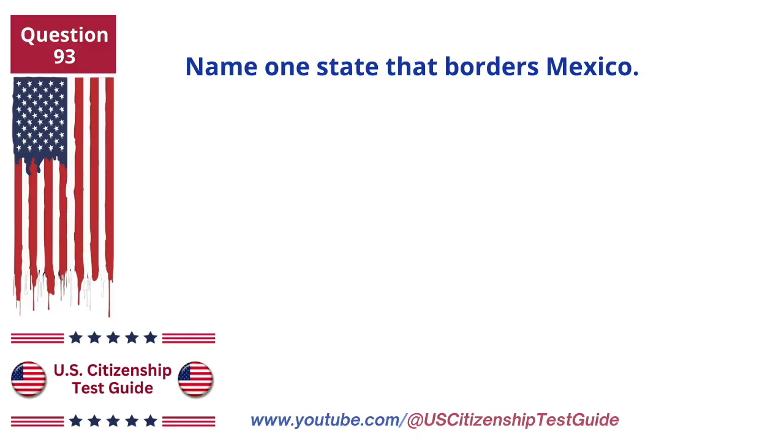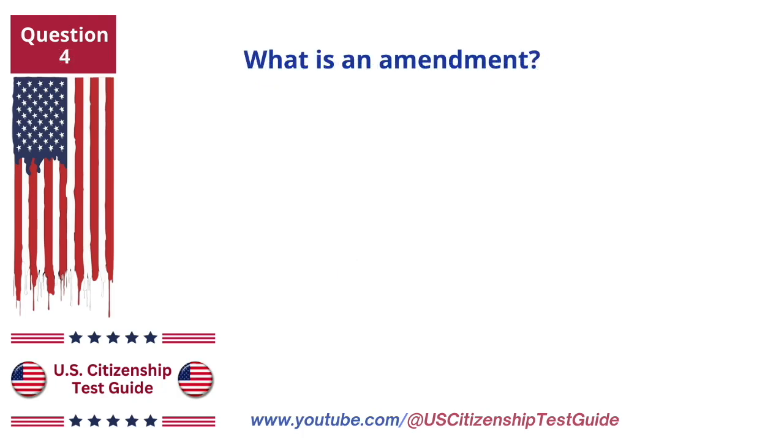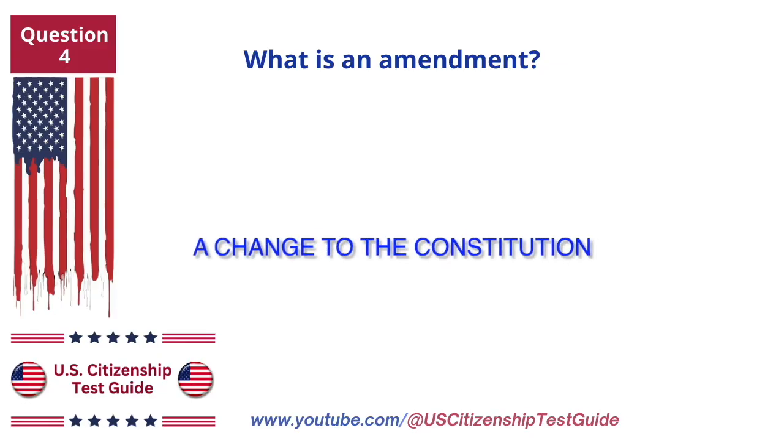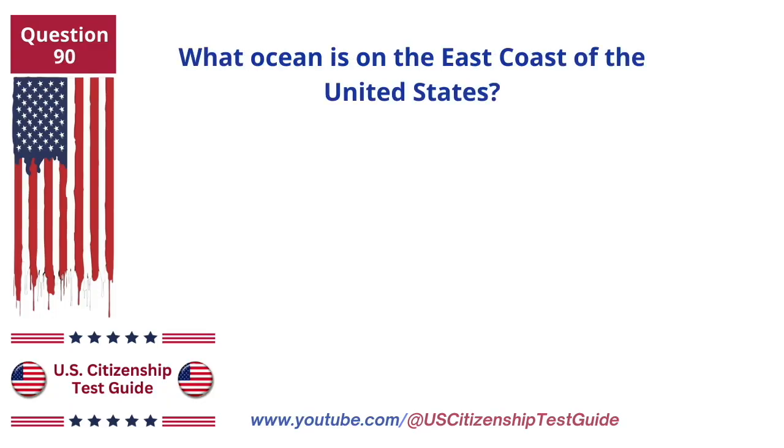Name one state that borders Mexico. California. What is an amendment? A change to the Constitution. What ocean is on the east coast of the United States? Atlantic Ocean.